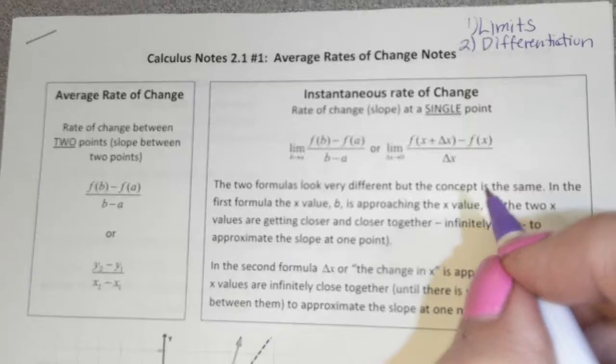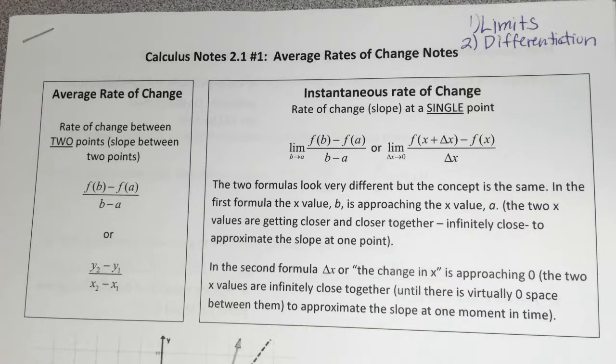Differentiation has to do with finding derivatives, and when we find derivatives, we're actually finding the instantaneous rate of change.